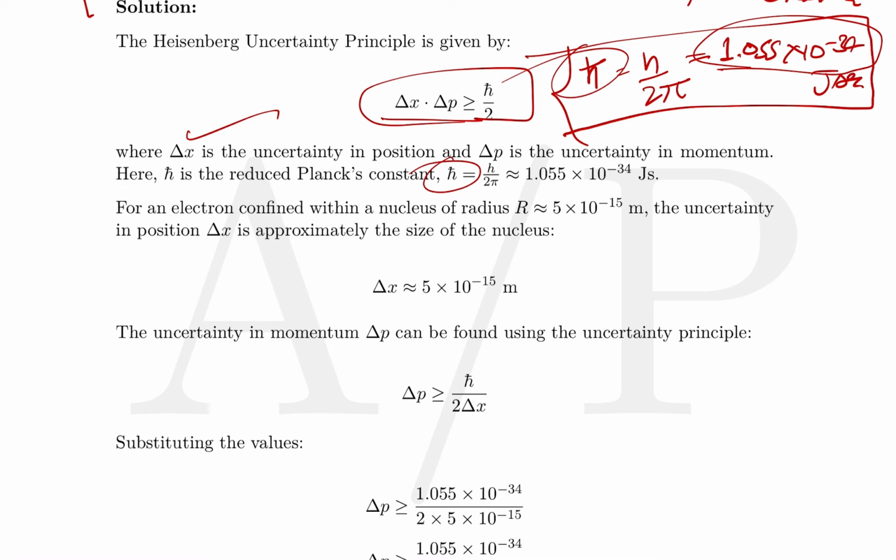So the value of h cut is 1.055 into 10 raised to the power minus 34 joule seconds. For an electron confined within the nucleus, we know that the radius of the nucleus is 1 Fermi, of the order of 10 raised to the power minus 15 meters. You can very well ignore this 5 term also. It's not a very big deal if you ignore 5 into 10 raised to the power minus 15 meters. You can simply write 10 raised to the power minus 15 meters as well. The numerical value would change in your answer, but the order of the answer more or less remains the same.